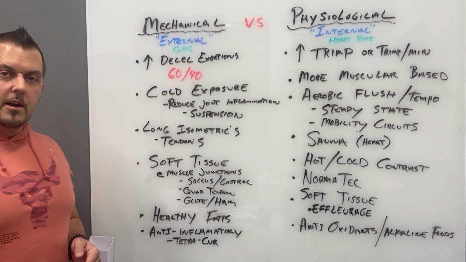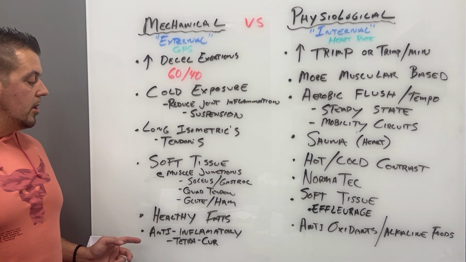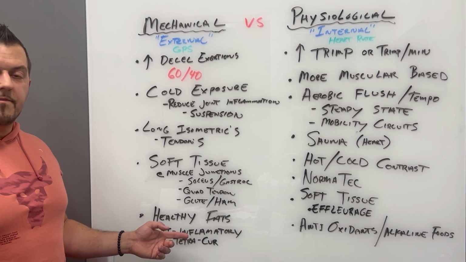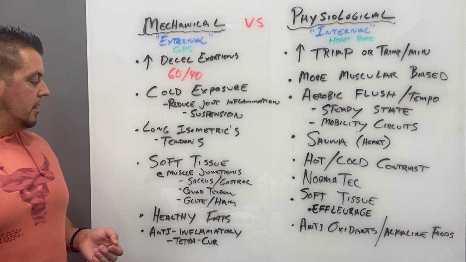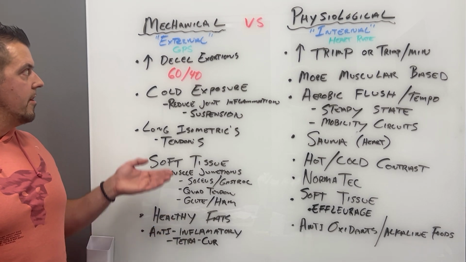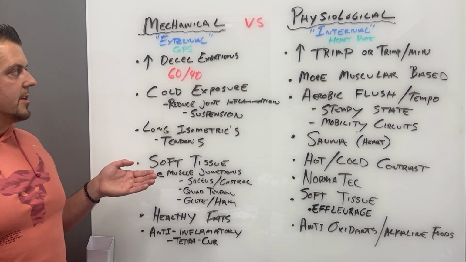And then from a dietary intervention standpoint, we're going to increase healthier fats. We're going to look more at the anti-inflammatory side of things naturally. Obviously, TetraCure, one of our products, is an extremely effective product to help people recover from the mechanical external side of things, if that is the bucket that's high.